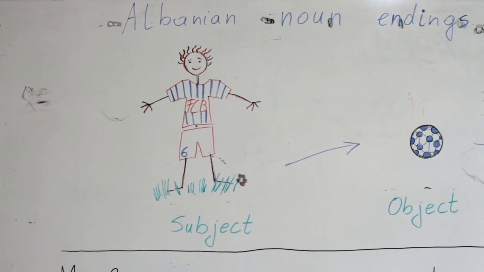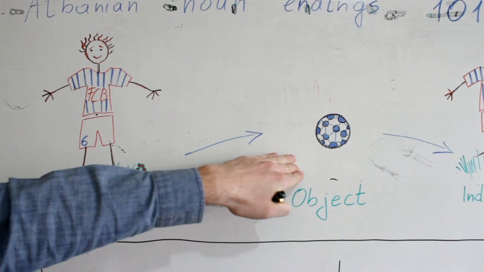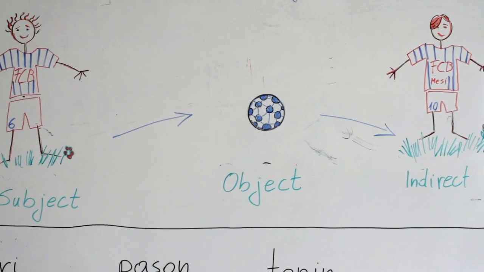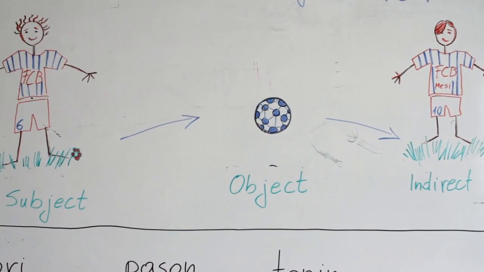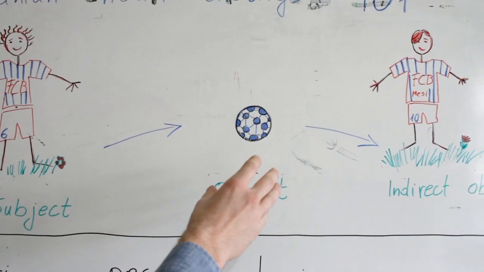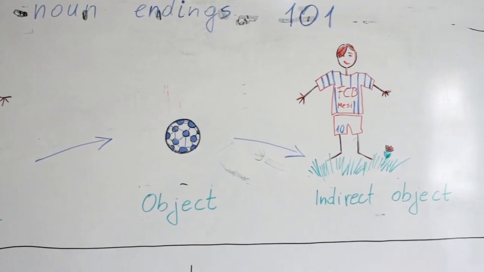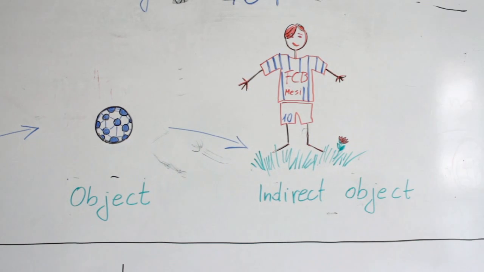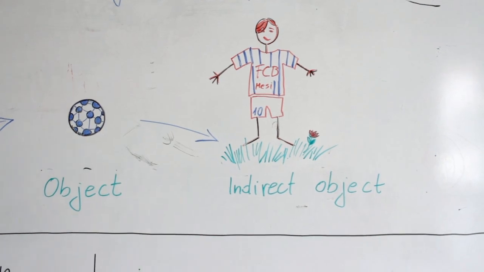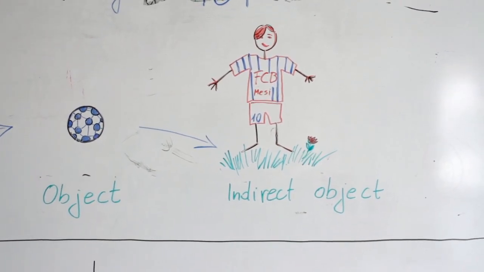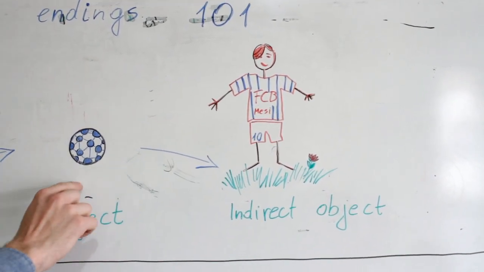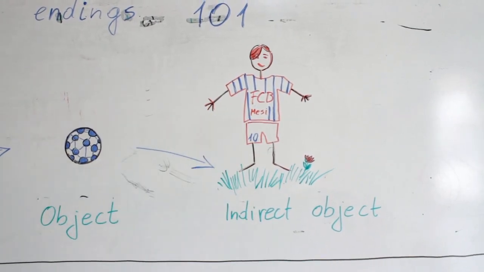We then move to the object, which is, in this case, the soccer ball. We can know that the object is the soccer ball because it is receiving the very direct action of the midfielder's foot kicking the ball. And then we move to the indirect object. In this case, our indirect object is Lionel Messi. He is the indirect object because he is indirectly receiving the action of the kick or the pass that was acted upon the ball when he receives the ball.